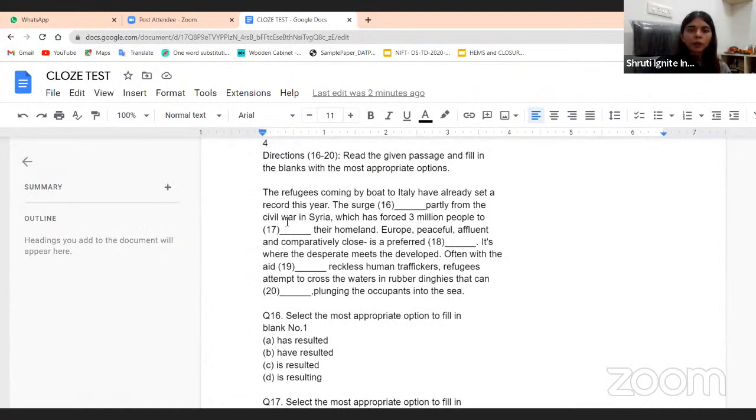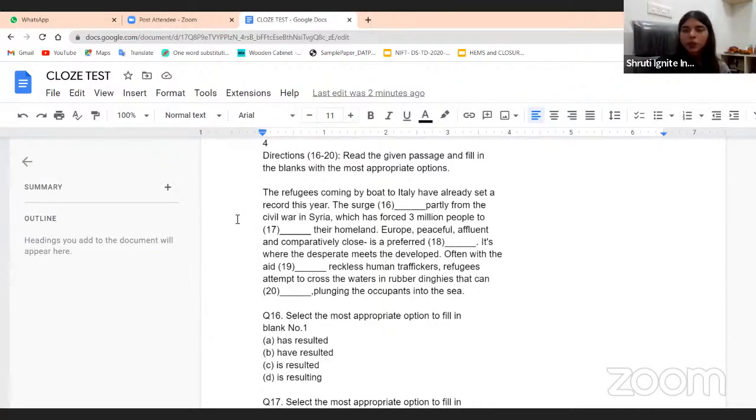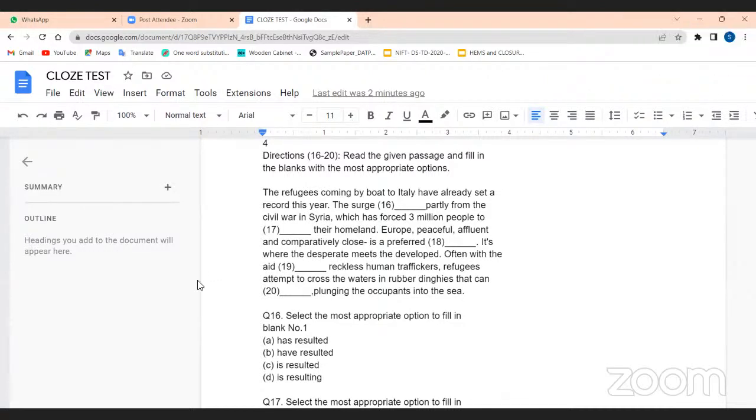Fourth one. Ma'am, do we have this in our book? No, you do not. That's why I'm doing it. This is like sentence completion only, but in a paragraph.